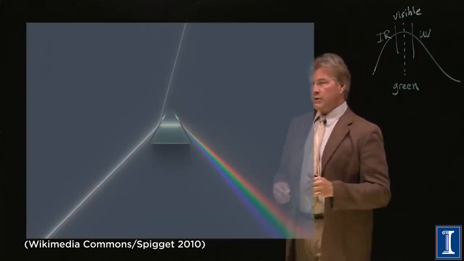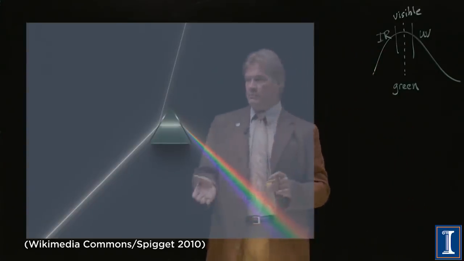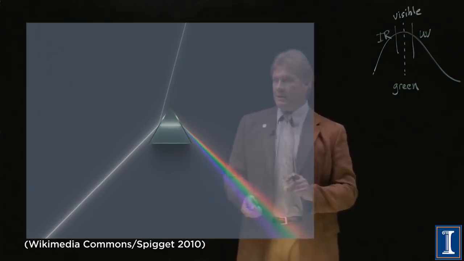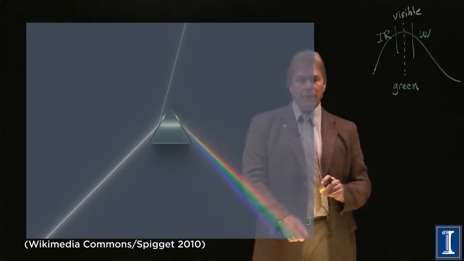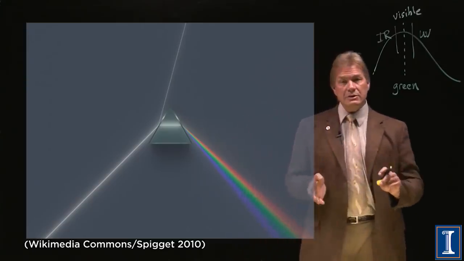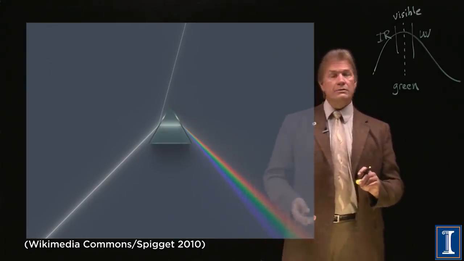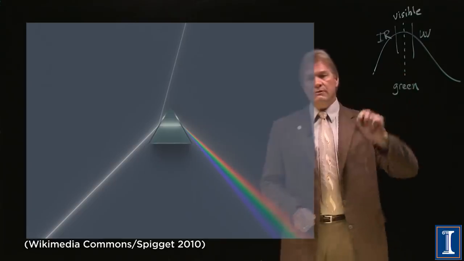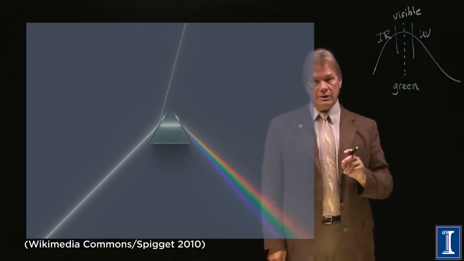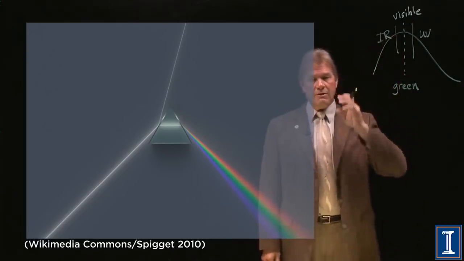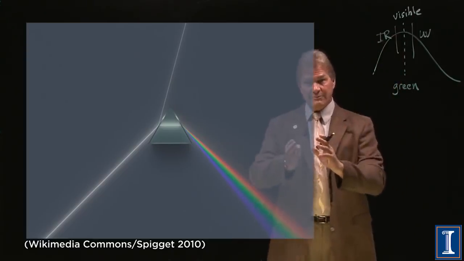Here's an actual picture of a prism, and the colors may not be as intense, but you do see that you get this split. And if we go way down here, the one color you can absolutely see is green, because that's the peak of our solar spectrum. It's also the peak of our visual acuity. The solar spectrum and our eyes grew up together.